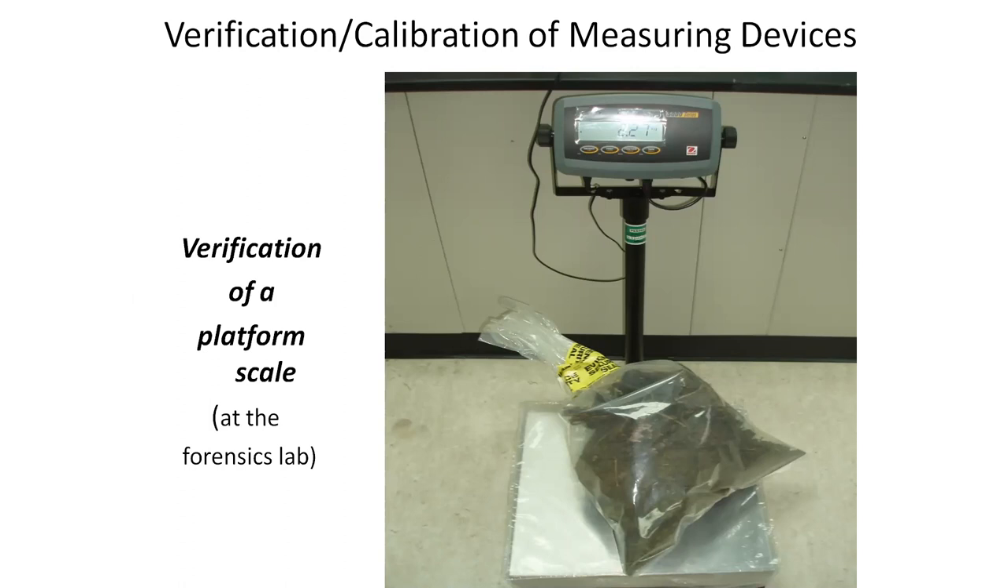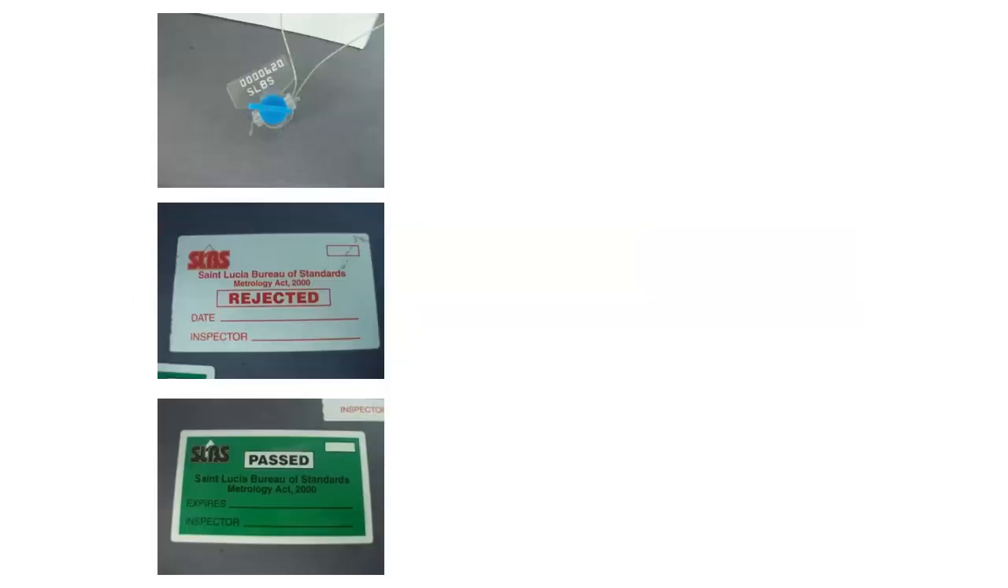Yeah, and of course, if you're curious, it was placed there just for the picture. The item on the scale is actually marijuana. Cannabis, yeah.